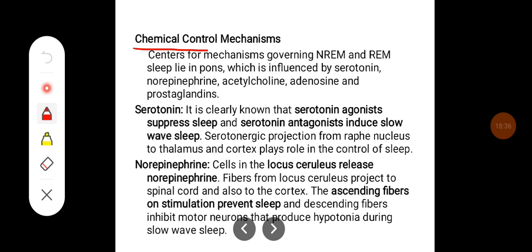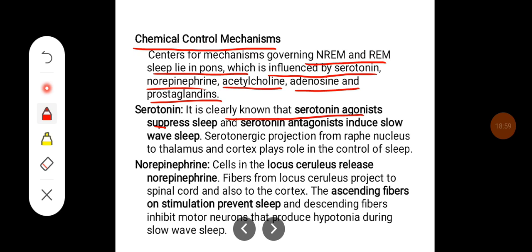Then chemical control mechanisms for the slow sleep, that means deep sleep. The center for mechanism governing the NREM and REM sleep lies in the pons, which is influenced by serotonin, norepinephrine, acetylcholine, adenosine, and prostaglandins. It is clearly known that serotonin agonist suppresses sleep and serotonin antagonists induce slow sleep in particular. Serotonergic projection from the raphe nucleus to thalamus and cortex plays a role in the control of sleep.